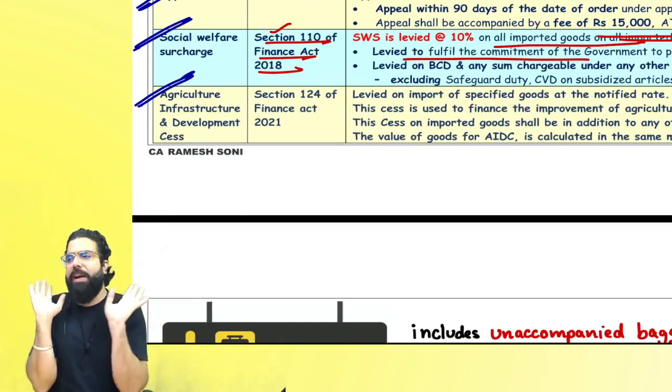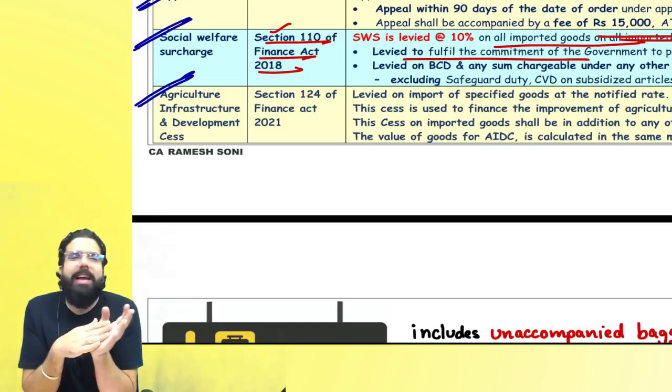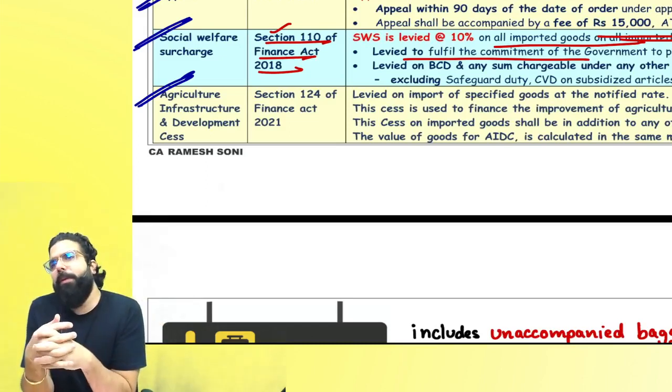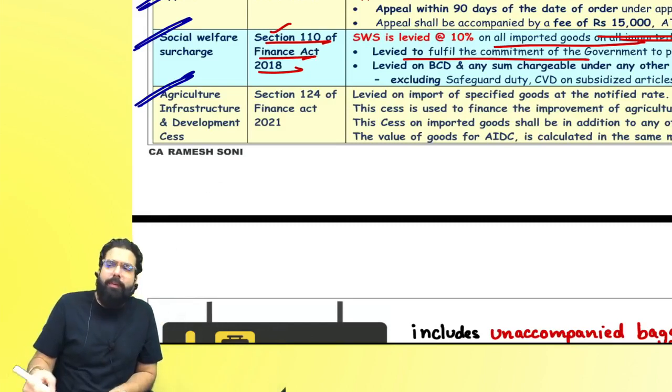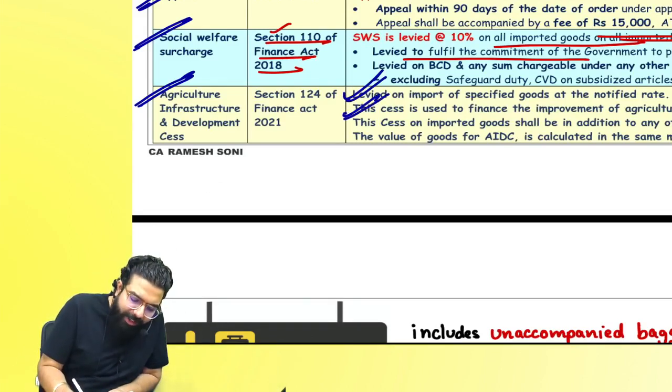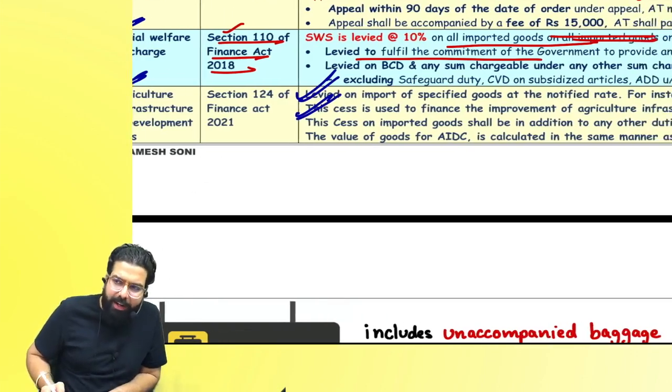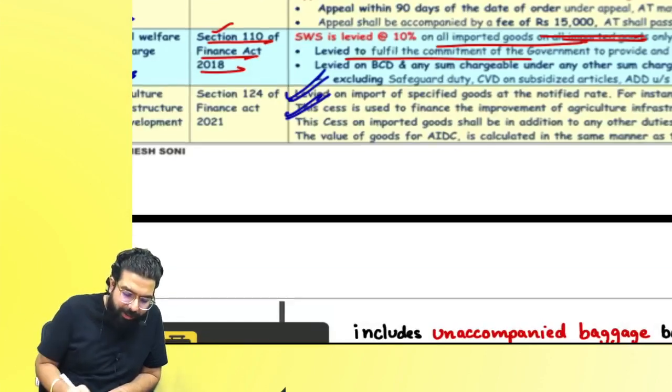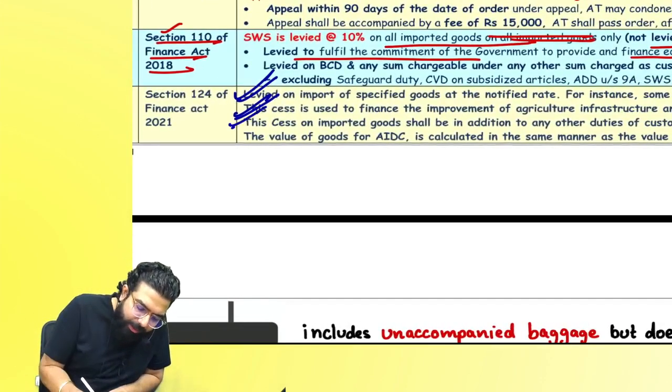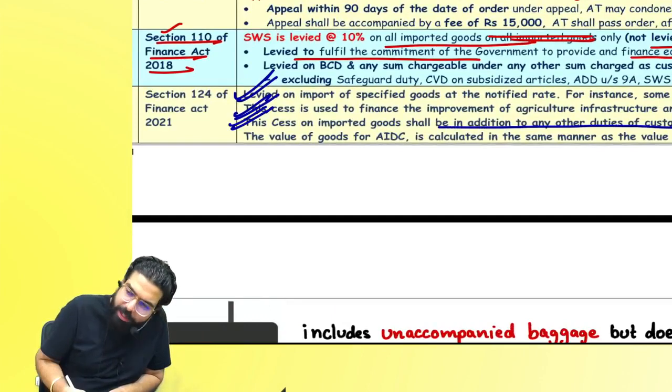Specified goods at the notified rate, the government will go ahead and charge, like kabli chana, gold, etc. The government will go ahead and charge what? Agriculture, infrastructure and development cess. This cess will be used for financing the development of agriculture and the development needs of agriculture basically. And this cess is also in addition to other duties of custom.